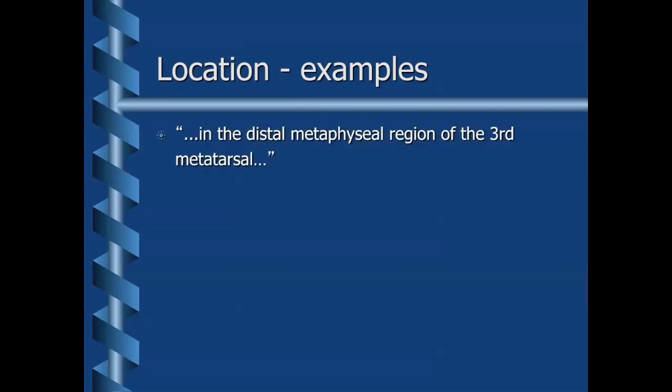So giving you some examples of location, these might be some examples you would use. The first example is in the distal metaphyseal region of the third metatarsal. That description is very simple, but it's using the appropriate terminology, and it describes exactly the region of a specific bone. So in the distal metaphyseal region of the third metatarsal. Now you obviously need to know your bone anatomy to be able to do this effectively.